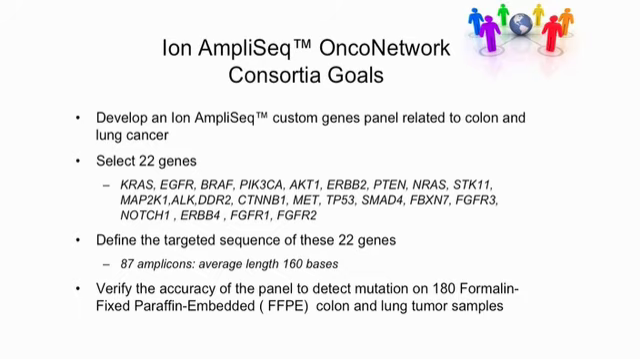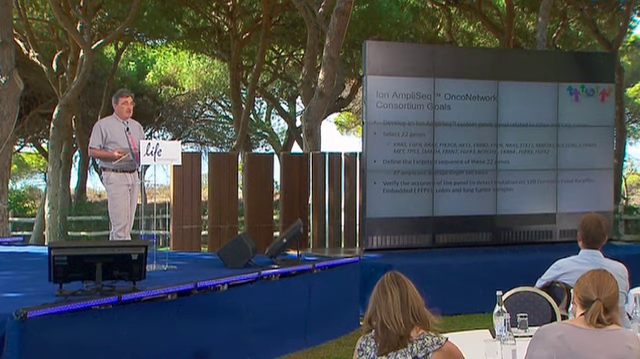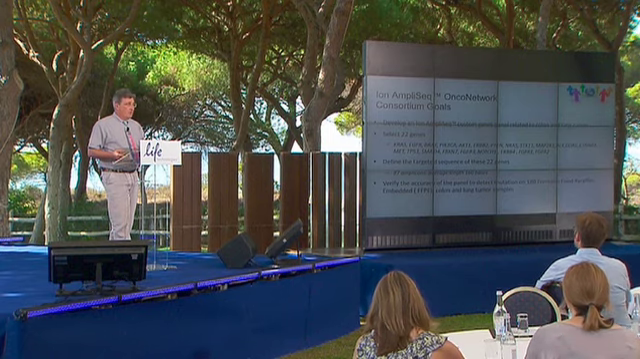The goal of this Onco Network has been to develop an Ion AmpliSeq cancer panel related to colorectal and lung cancer. We selected 22 genes that are involved in this disease and have meaning not only in the pathogenesis but also in potential response to therapy, and defined the target sequence for these 22 genes. We ended up with 87 amplicons with an average length of 160 base pairs, because we want to work on paraffin tissue.